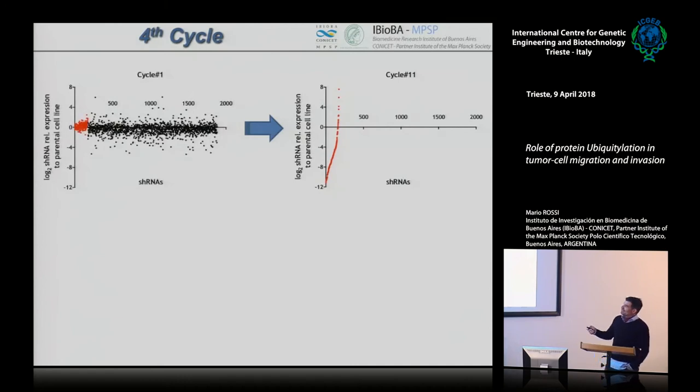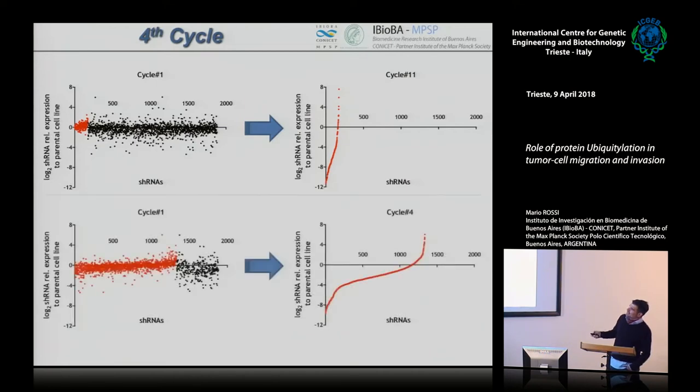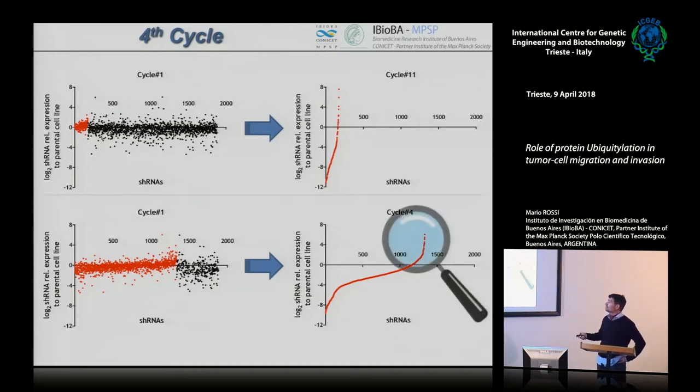Showing another way, if you check the non-selected population and plot the ones that were selected in cycle 11, it's just a tiny fraction and there are only a few. Instead, at cycle 4, you have a much nicer variability and more shRNAs that you can play with. And of course, you still have this one inside, so you are not losing information in cycle 4. So we decided to focus on cycle 4.